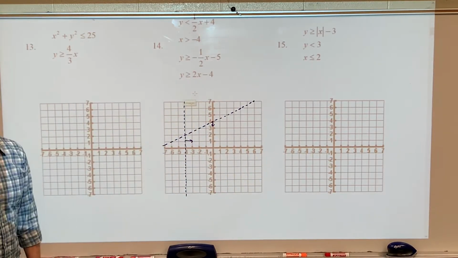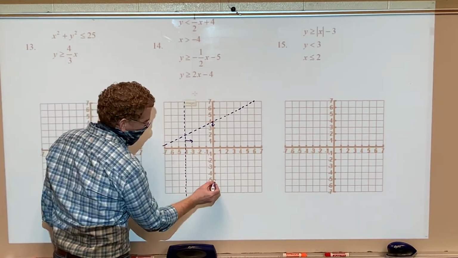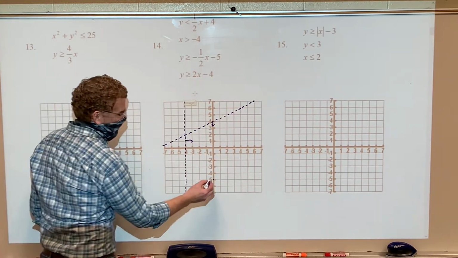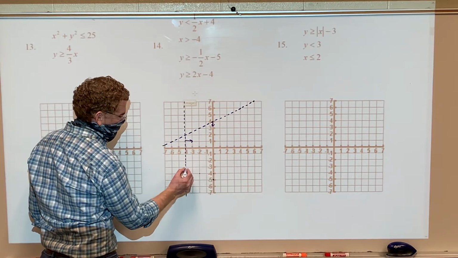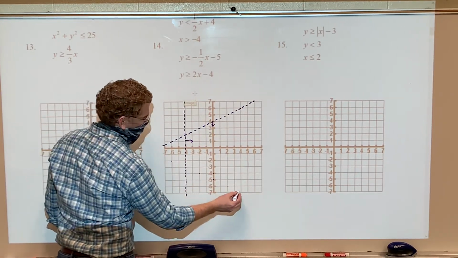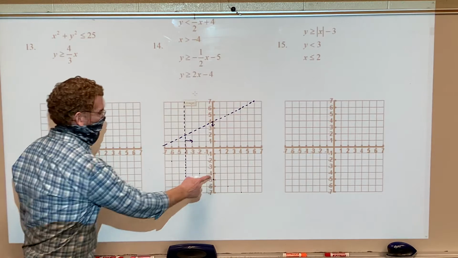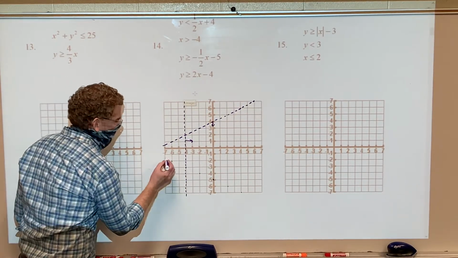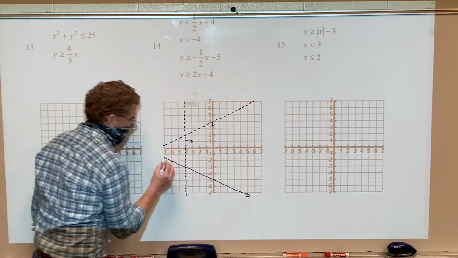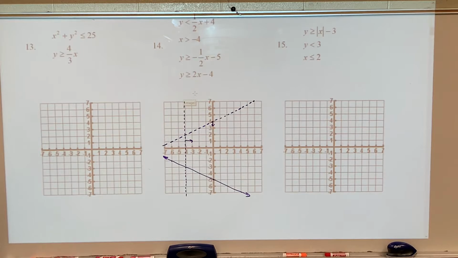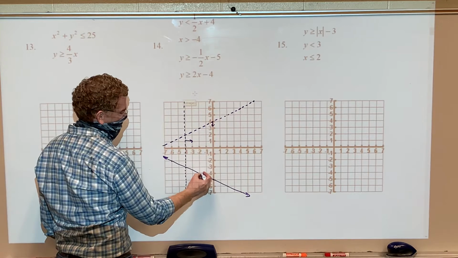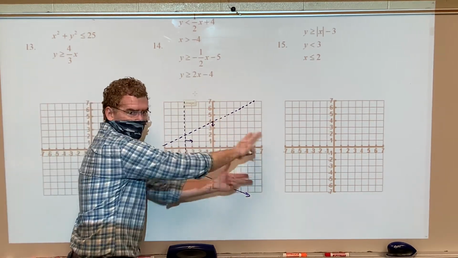Next graph. Down at negative 5. Slope again of negative a half, actually slope of negative a half. So rise 1, left 2, or down 1, right 2. Right? Solid line this time. And where am I shading? Up. So I've got that region, and that direction, this direction. So now I'm kind of honing in on this area right here.